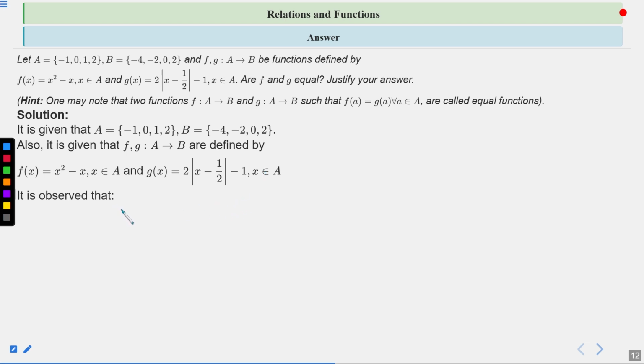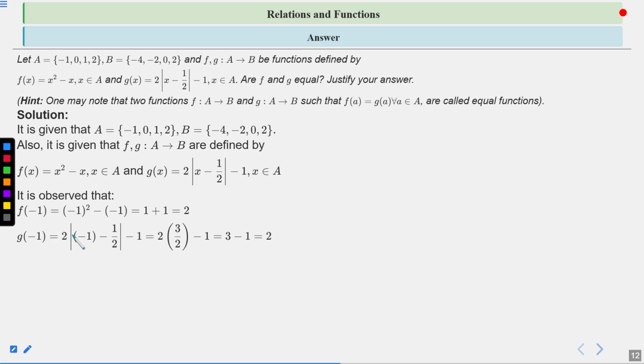It is observed that, see, what will be f of minus 1? Let us find out f of minus 1. So f(x) is basically x square minus x. So let's put the value of minus 1 in x square minus x. So it will be minus 1 square minus minus 1. After solving this, we get 1 plus 1, which is equal to 2. So f of minus 1 is equal to 2. So we will check whether g of minus 1 comes out to be the same 2 or not. If it is the same, then for minus 1, f is equal to g. We will check for all the elements in set A whether f of x is equal to g of x or not.